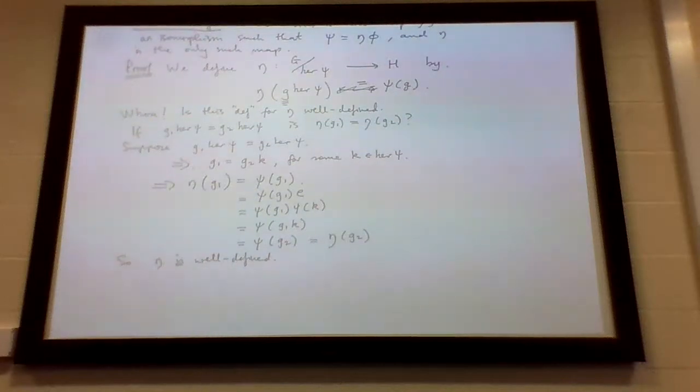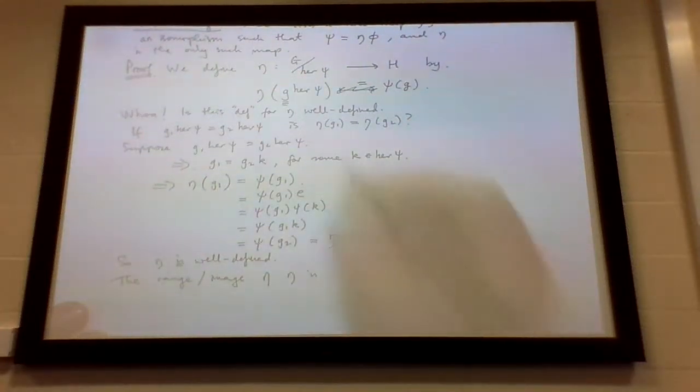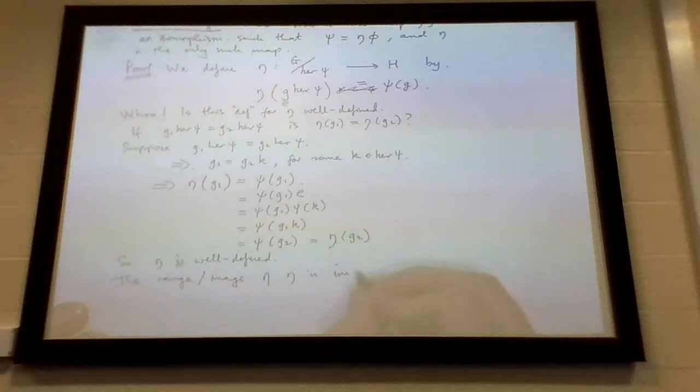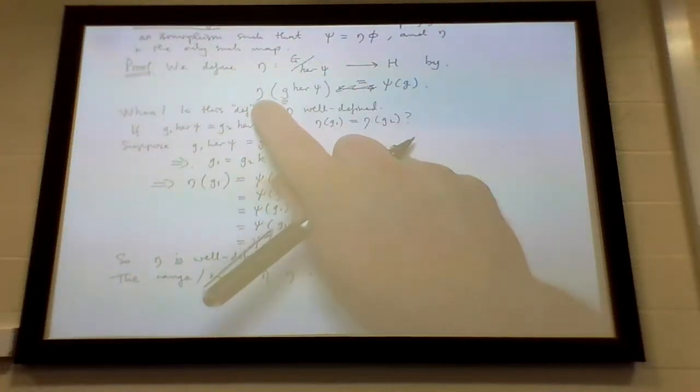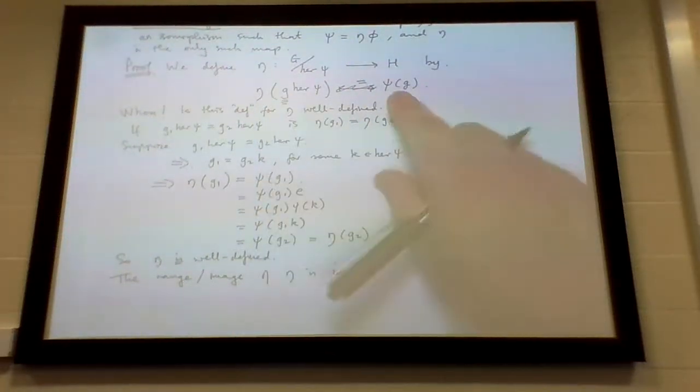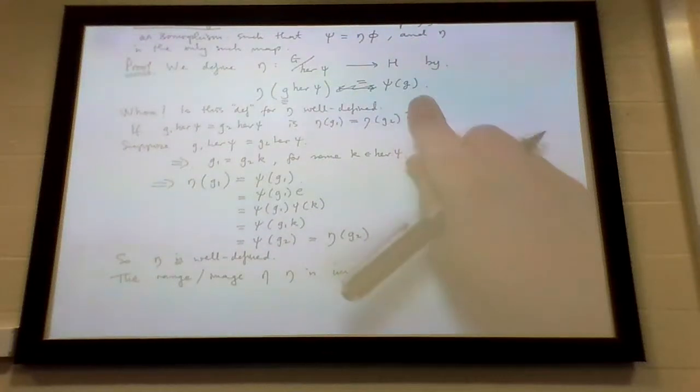And you can obviously see now that the image or range of psi, by definition, the image of eta, is what? Well, it's the image of psi. Because what possible values do you reach after applying the map eta? Well, you reach whatever you can reach after applying the map psi.